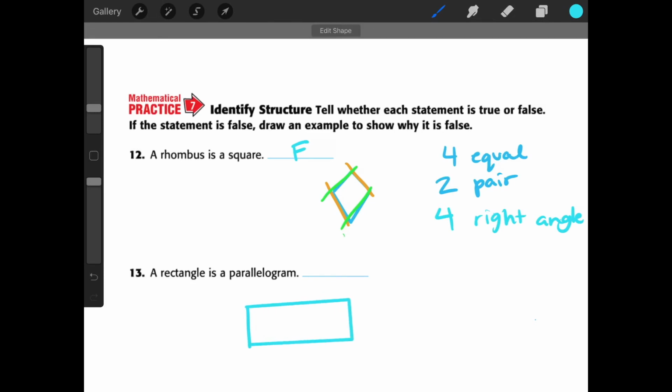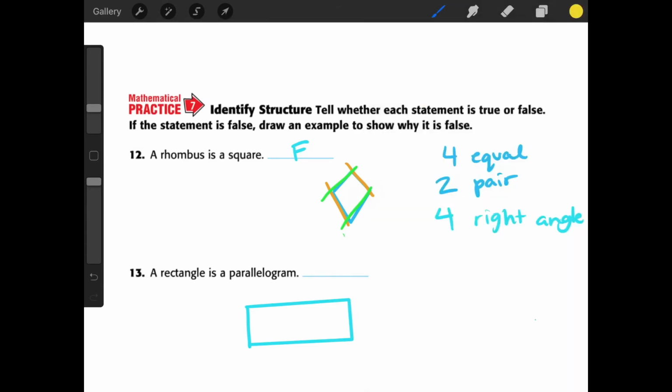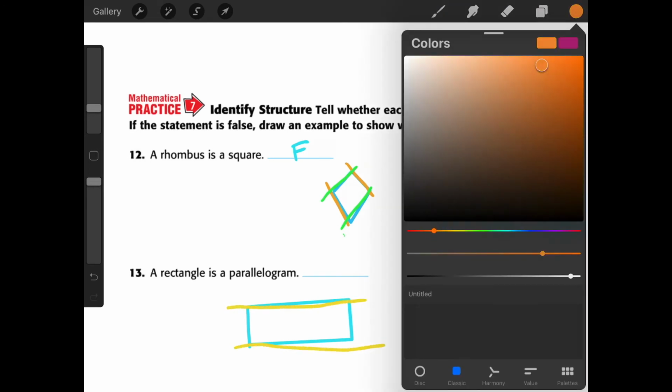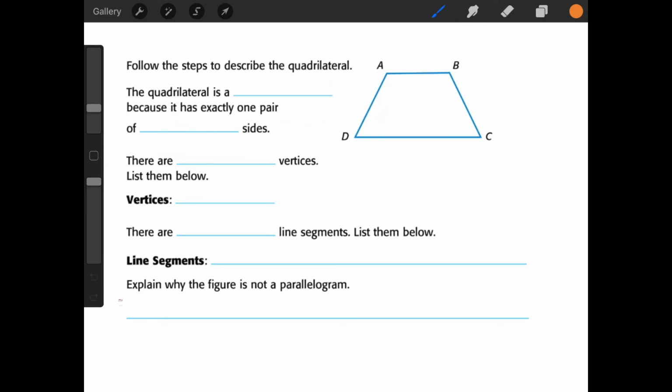Okay, so I've got my rectangle. Now, for something to be a parallelogram, it has to have two pairs of parallel lines. So here's one pair of parallel lines. And here is my second pair of parallel lines. So that is true. Follow the steps to describe the quadrilateral. The quadrilateral is a blank because it only has one pair of blank sides. So what type of quadrilateral is this?